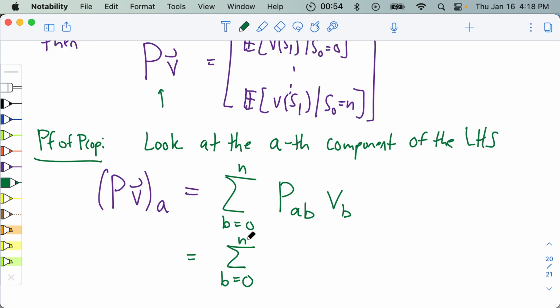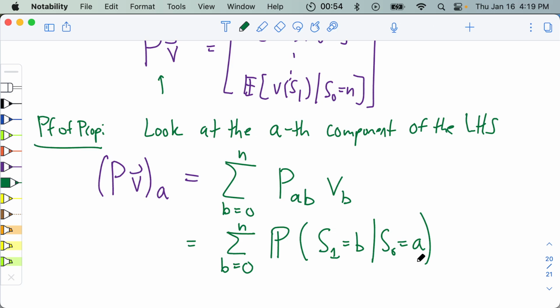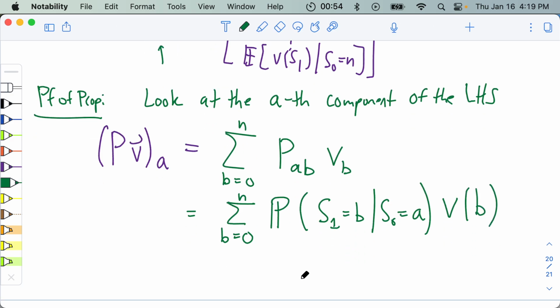Remember, the PAB is the probability to go from A to B, which if you write it as a probability, is the probability that S1 equals B given S0 equals A. So you start at A and you go to B. On the other hand, what is VB? That's the Bth component, that is V of B. So you multiply the value V of B times the probability that S1 equals B, and you add up over all the B's. That's exactly the expected value.